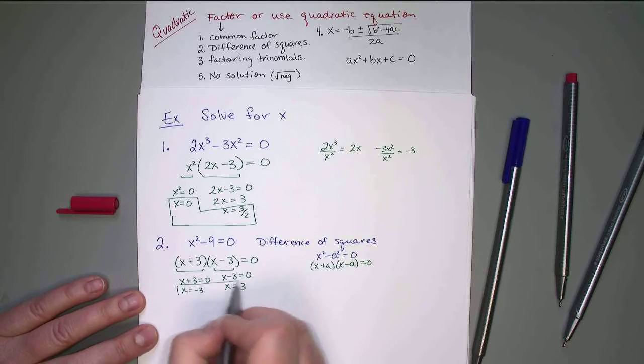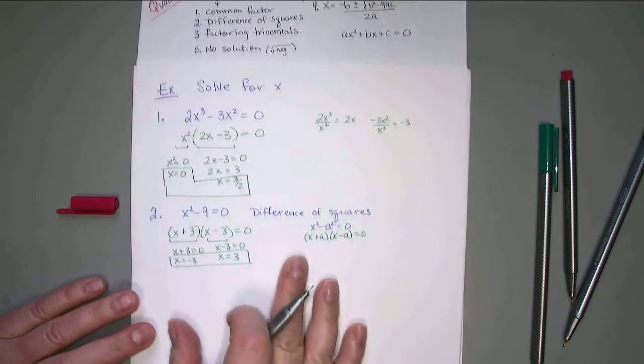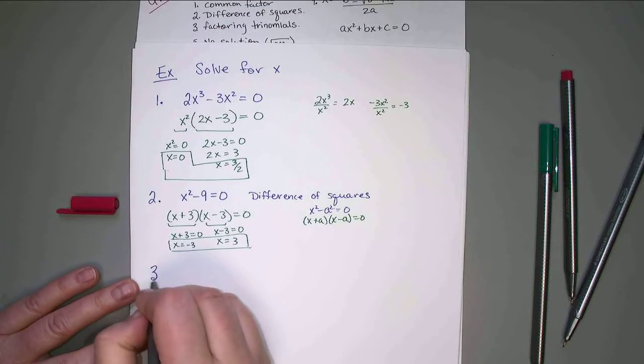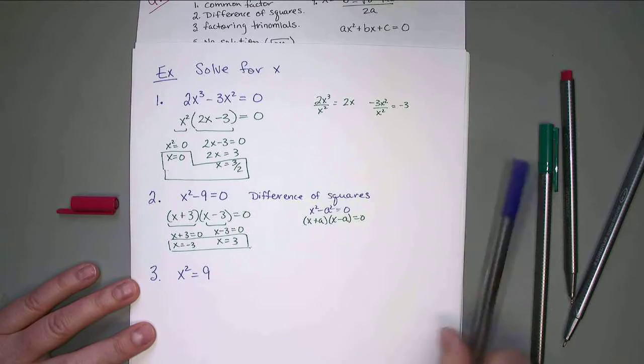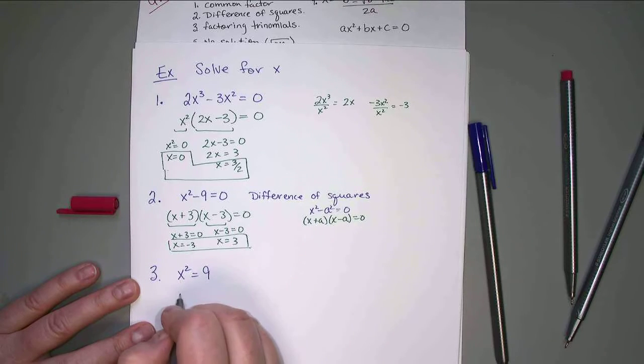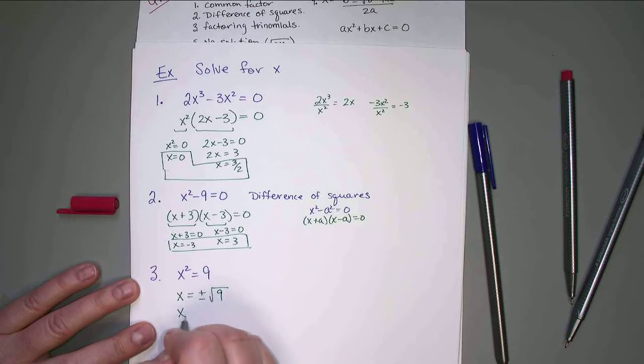And there's your two answers. Now, looking at that one a different way, sometimes you'll get an equation like this, x squared equals 9. And what you were taught to do probably is to take the plus or minus the square root of 9, which is fine. You get the same answers as we got here, plus or minus 3.